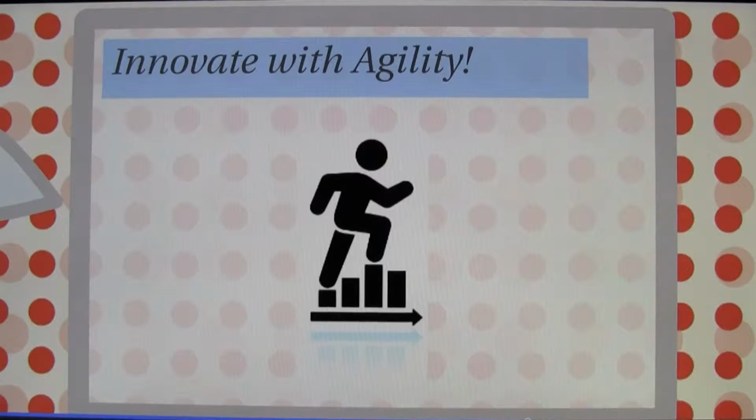So when I say innovate with agility, fail fast, fail often, be agile about it, be quick about it, and quick on the iteration side so that you quickly get your feedback and you can quickly implement it into a better product for your end users.